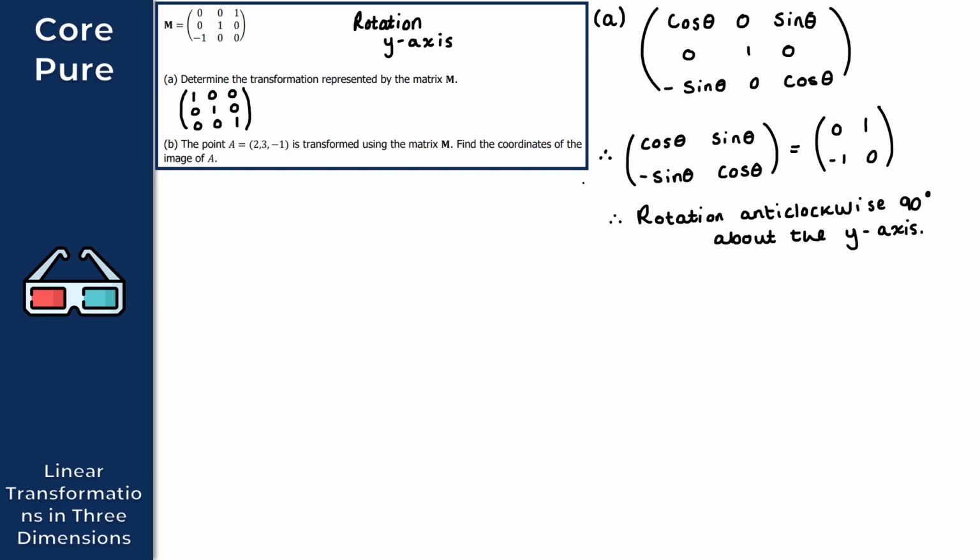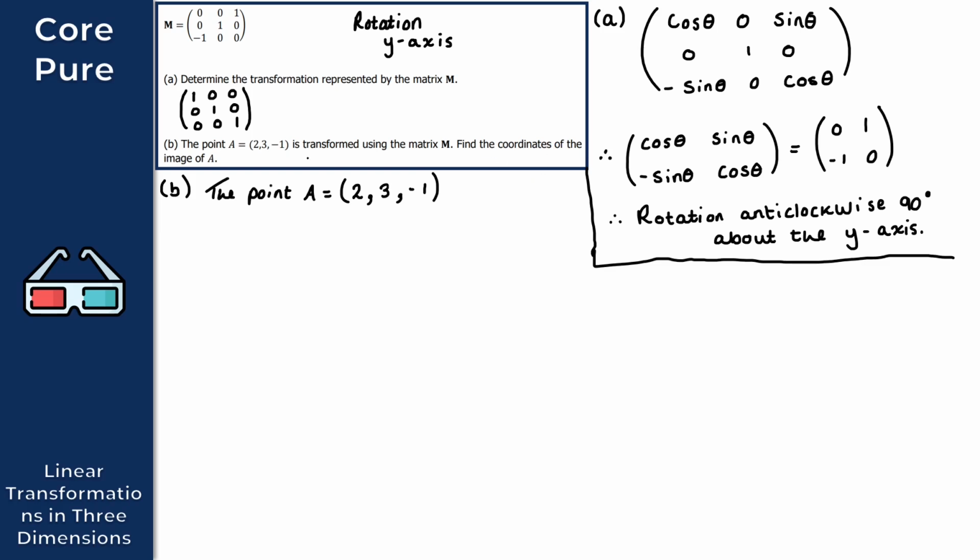Now for part B then, let me just box this off here, just so we don't get confused between part A and part B. So let's do part B over here then. So we're then told that the point A here, which is equal to 2, 3, minus 1, is transformed using the matrix M. It asks us to find the coordinates of the image of A. So the point A is equal to 2, 3, minus 1.